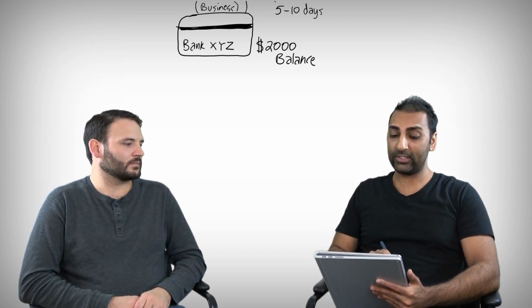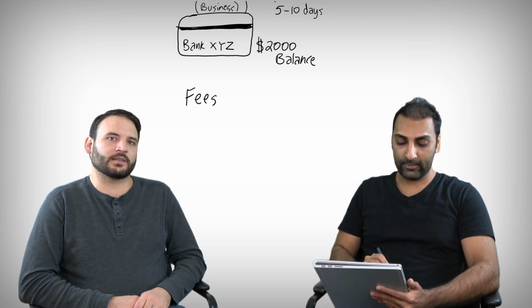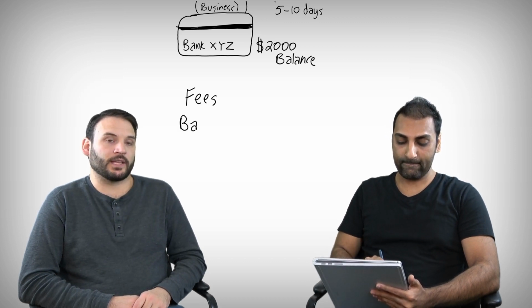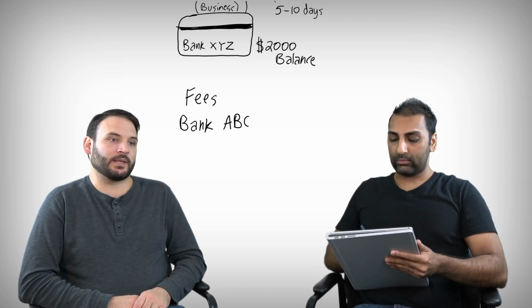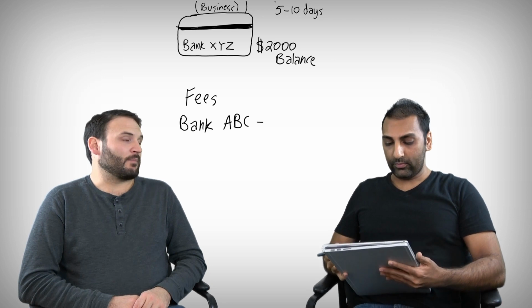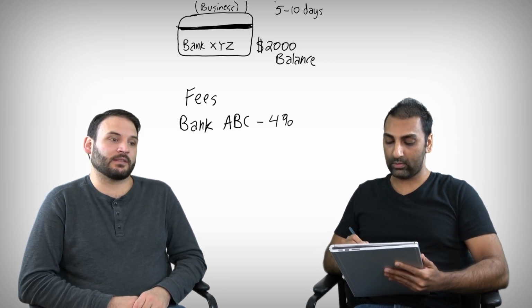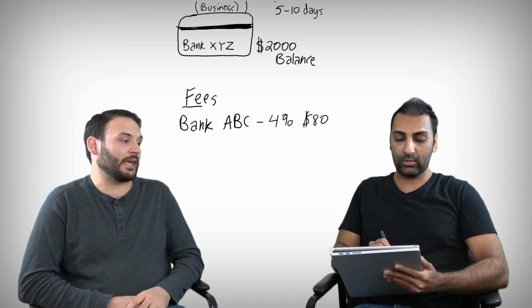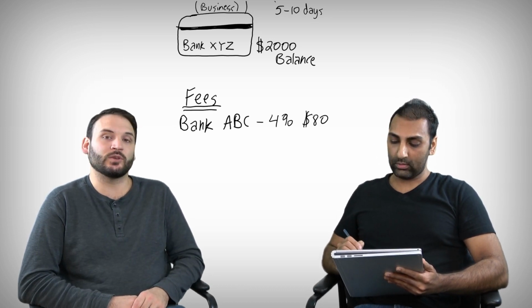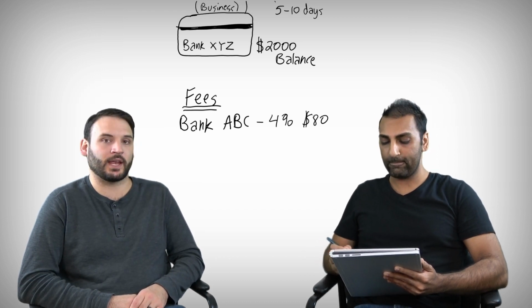So let's talk about Bank ABC first. When you initiate the cash advance on Bank ABC, you're going to pay a cash advance fee. The fee is going to be applied onto the balance of card ABC. Cash advance fee on Bank ABC is probably going to be 4%. So on a $2,000 cash advance, that's an $80 fee. So you'll get $2,000 cash on hand, but the balance that goes onto Bank ABC's account is going to be $2,080. So that's $2,000 plus your cash advance fee of $80.